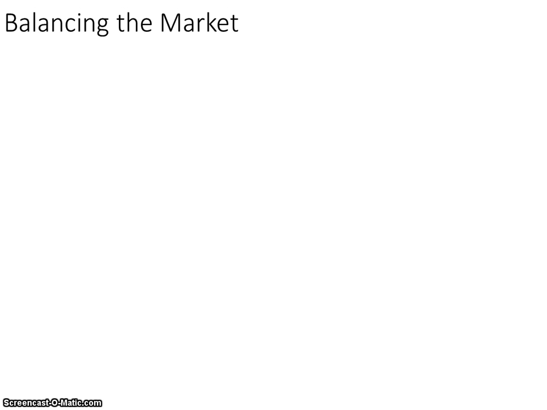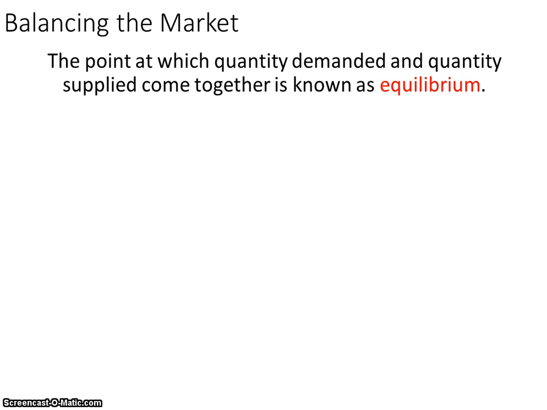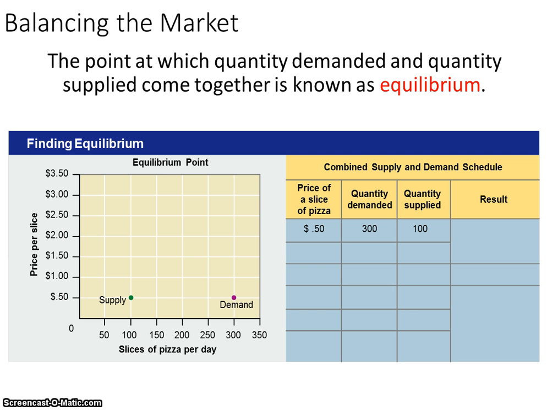Balancing the market. The point at which quantity demanded and quantity supplied come together is known as equilibrium. Let's take a look at a graph and supply and demand schedule to see if we can identify visually where the equilibrium point is. This specific example is going to be going over pizza slices at 50 cents per slice.